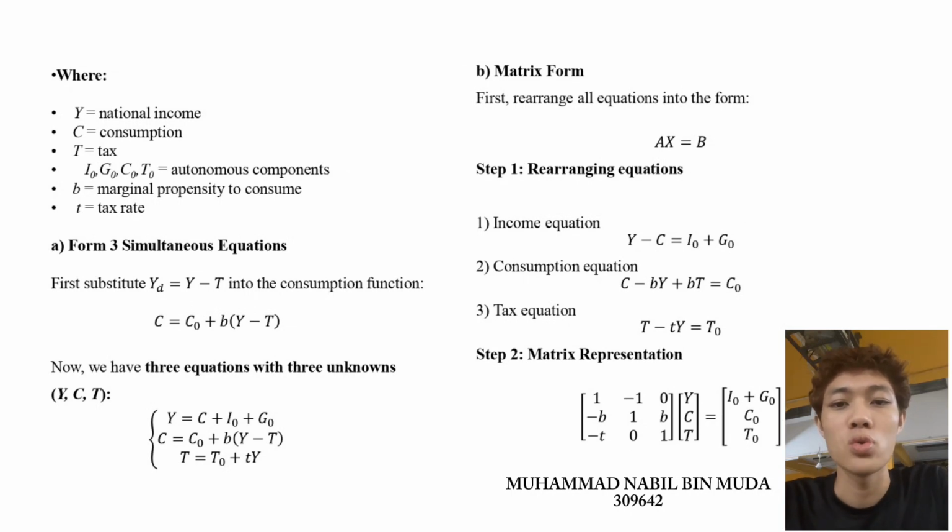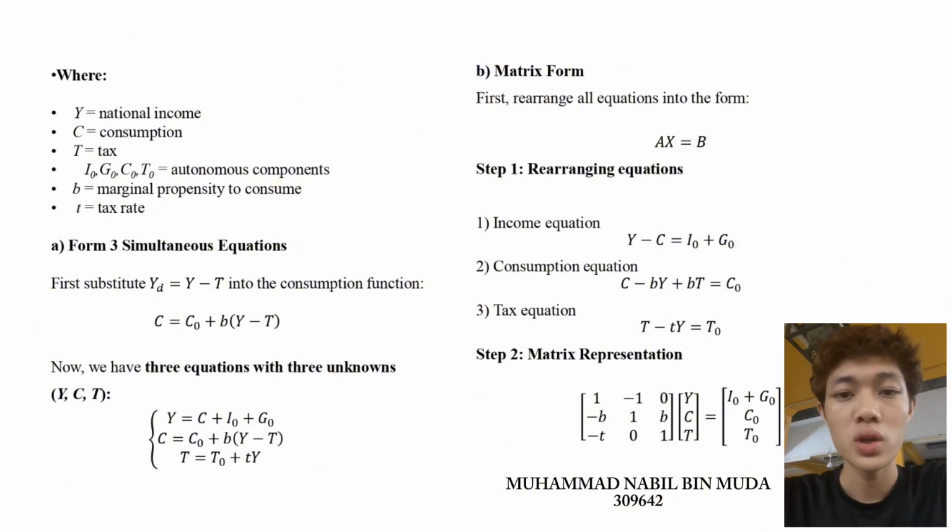Finally, we look at the tax function. Tax T consists of autonomous tax T0 and proportional tax, which depends on income Y. So the third equation is T equals T0 plus tY. In conclusion, we now have three simultaneous equations with three endogenous variables, which are Y, C, and T, and this completes part A.